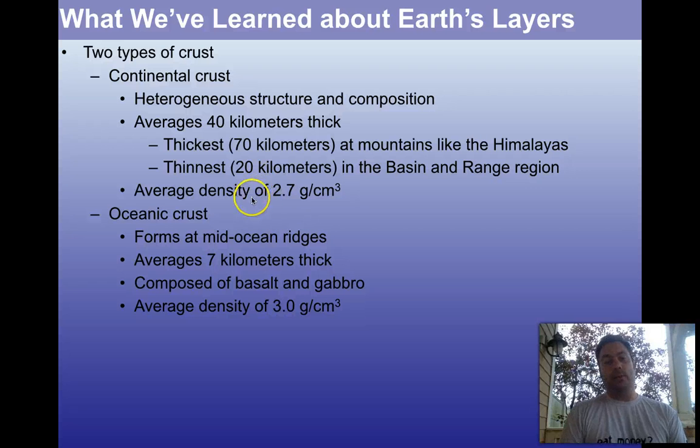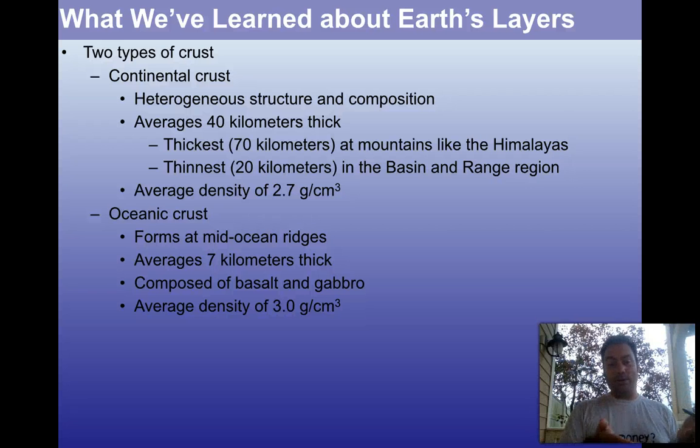The average density of the continental crust is 2.7 grams per centimeter cubed. That's 2.7 times denser than water, which is kind of the better way to think of it. The oceanic crust, however, is different. We've determined that it forms at mid-ocean ridges, and it averages about 7 kilometers thick. It's really thin compared to the continents. Really thin. 7 kilometers is not that thick, and it's composed of basalt and gabbro. The average density is denser, about 10% denser than that of the continental crust, which is why the oceanic crust sits lower on the Earth's surface, and hence is covered by water.